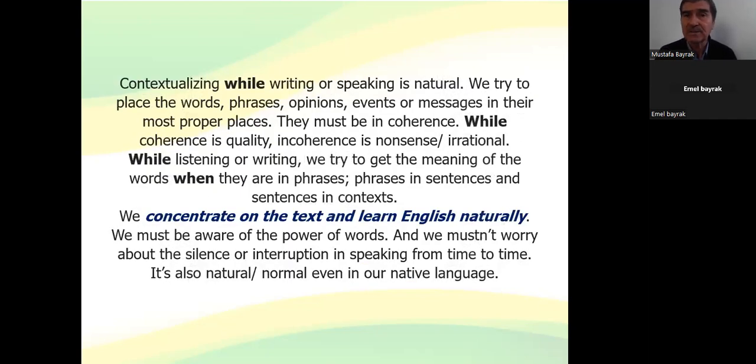Contextualizing while writing or speaking is natural. We try to place the words, phrases, opinions, events, or messages in their most proper places. They must be in coherence. While coherence is quality, incoherence is nonsense or irrational. While listening or writing, we try to get the meaning of the words when they are in phrases, phrases in sentences, and sentences in contexts. We concentrate on the text and learn English naturally. We must be aware of the power of words, and we mustn't worry about the silence or interruption in speaking from time to time. It's also natural or normal even in our native language.